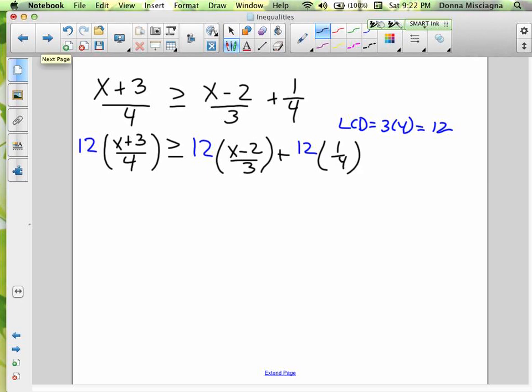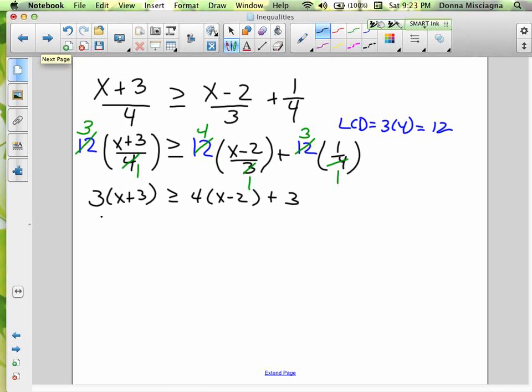All right, now let's just simplify. So we can reduce that. 4 divided by 4 is 1, 12 divided by 4 is 3. 3 divided by 3 is 1, 12 divided by 3 is 4. 4 divided by 4 is 1, 12 divided by 4 is 3. Multiply! And we have 3 times x plus 3 is greater than or equal to 4 times x minus 2 plus 3.